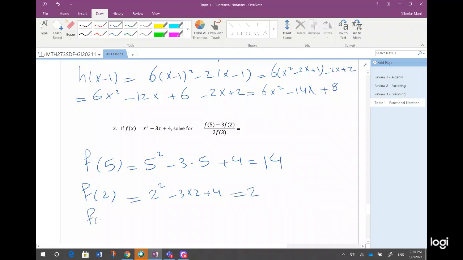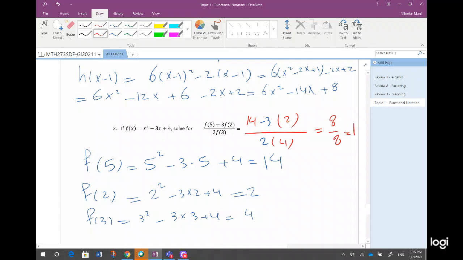And how about f of 3? So it's 3 squared minus 3 times 3 plus 4, which is 9 minus 9, and that's 4. So what is the result here? The result here is 14 minus 3 times 2, divided by 2 times 4, which is 14 minus 6, that's 8, divided by 8, that's the result, equal 1.